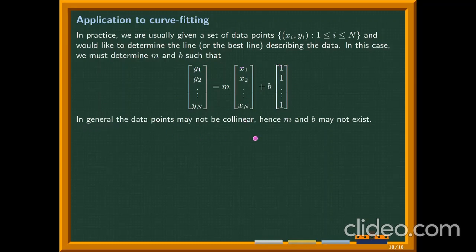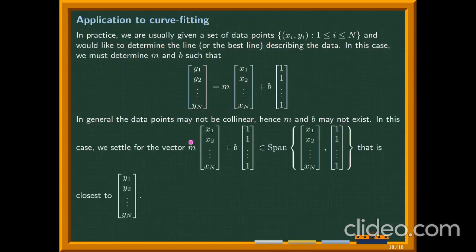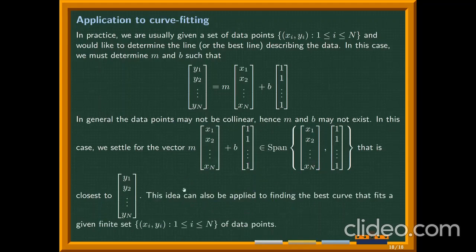In general, the data points may not be collinear, so m and b may not exist. In that case, we settle for the linear combination which is closest to the given vector y1, y2 down to yn. In that case, you may combine linear algebra techniques with optimization techniques. And the idea described here above can be applied to finding the best curve that fits a given finite set of data points. That's a good place to stop.